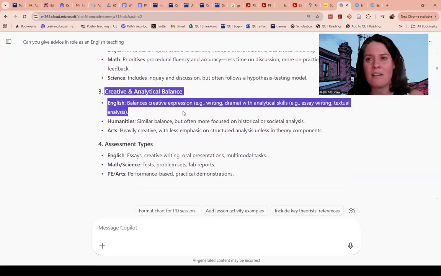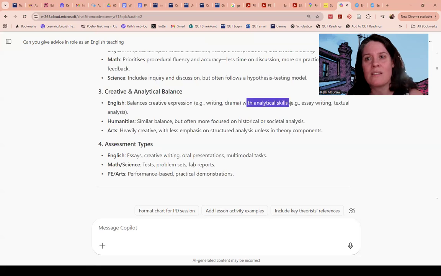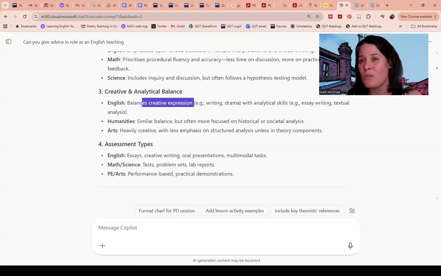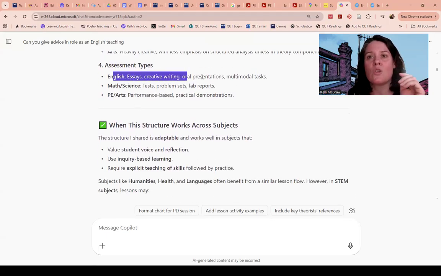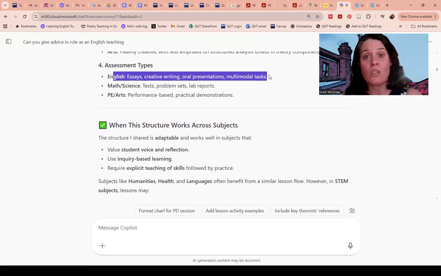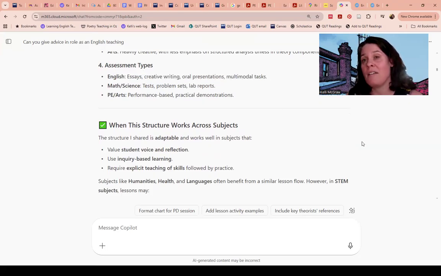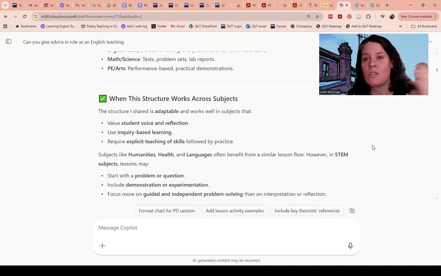And I didn't buy that because explicit teaching only lets us do this one. It's not as good as this one, so whatever. And it says, look, English works towards these assessment types, which this lesson structure supports. And again, I say, really? It does, but so do others.